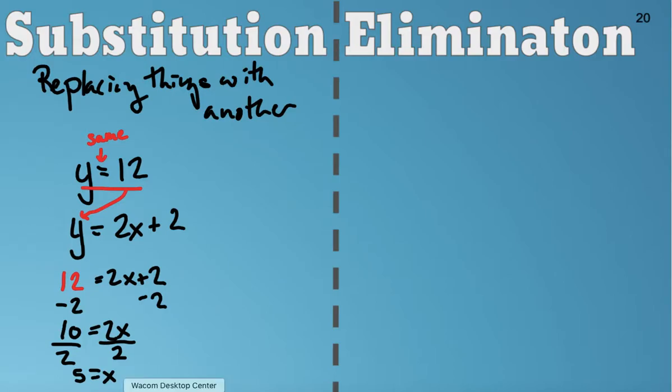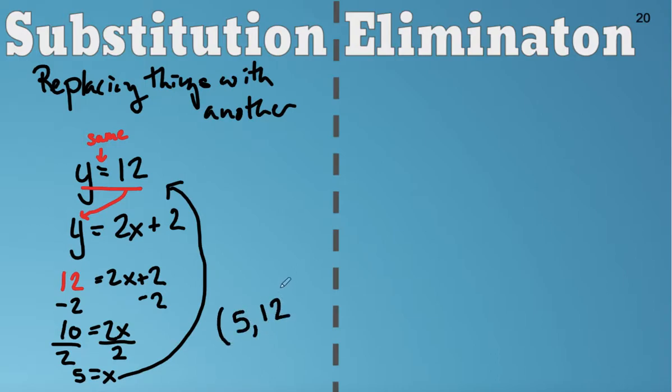But I'm not quite done. In most cases, you're going to have to go back and find our y value, but we were already given our y value. So we would write our solution as 5, 12. So the idea of substitution is really handy because it allows us to replace certain things with another.